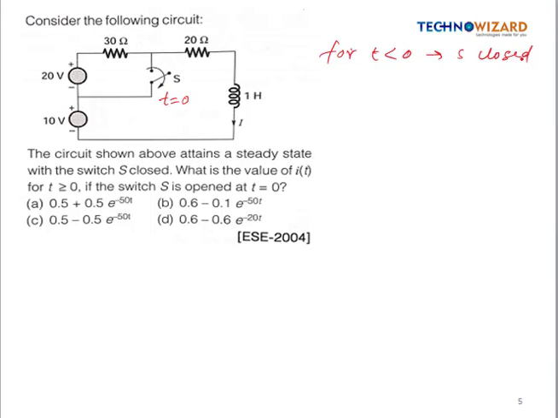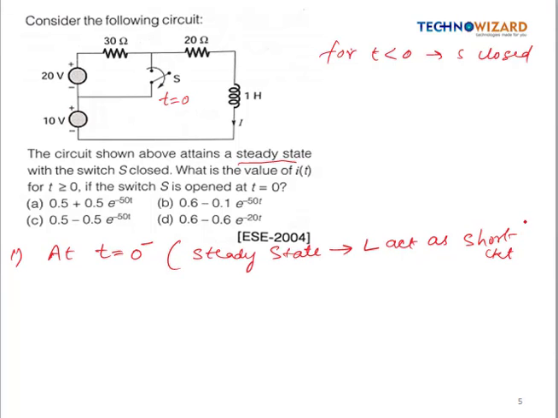Alright, so it means first we will solve for t is equal to 0 negative. It means just before the switch S is opened, the switch was closed and the circuit was under the steady state. They have already mentioned, right? So the circuit was under the steady state, and we know that under the steady state inductor act as short circuit and capacitor act as open circuit, but in this circuit we have no capacitor. So this inductor will act as a short circuit, and then we will calculate the current flowing through the inductor.